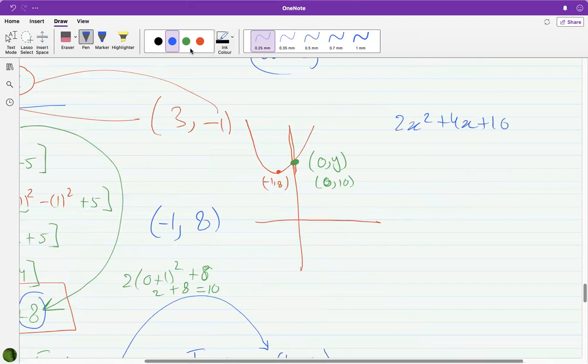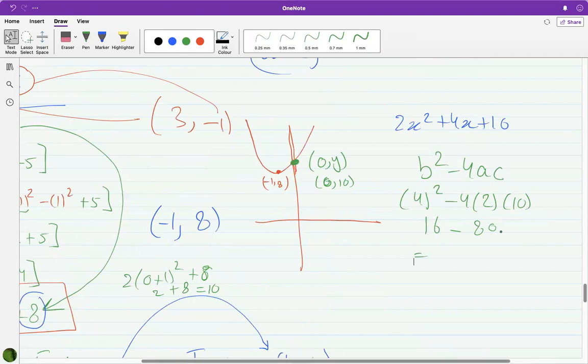So let's see what b squared minus 4ac has to say about this. b is 4, a is 2, and c is 10. This is 16 minus 4 times 2 times 10, which is 80. So 16 minus 80 is a negative number, minus 64. Are the things connecting with each other now? When it is not touching the x-axis, the discriminant is negative. That means there are no roots.